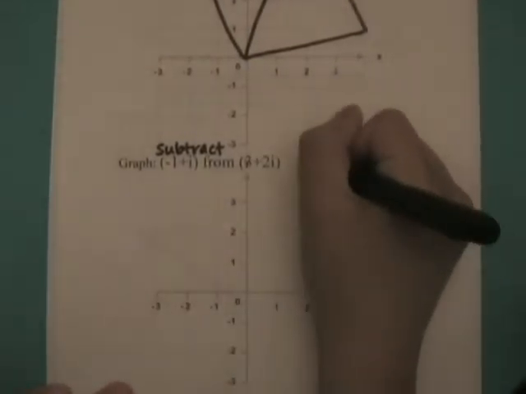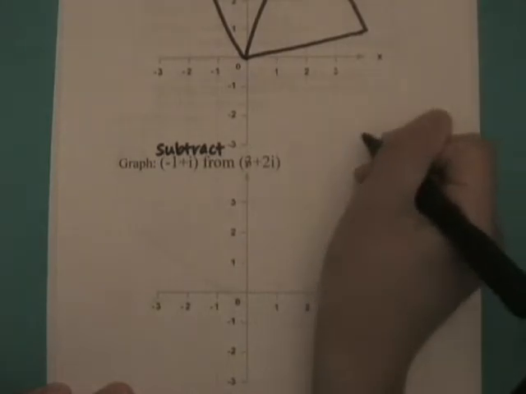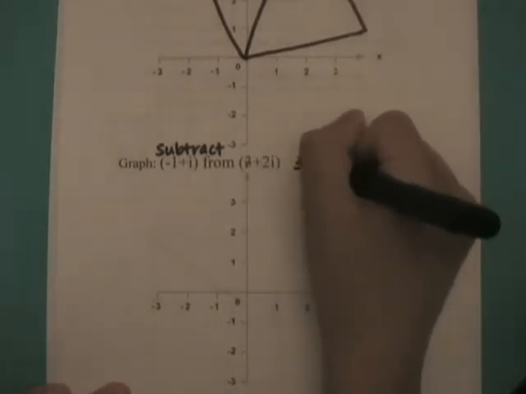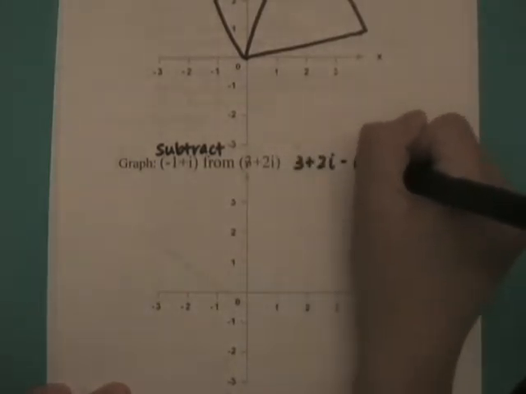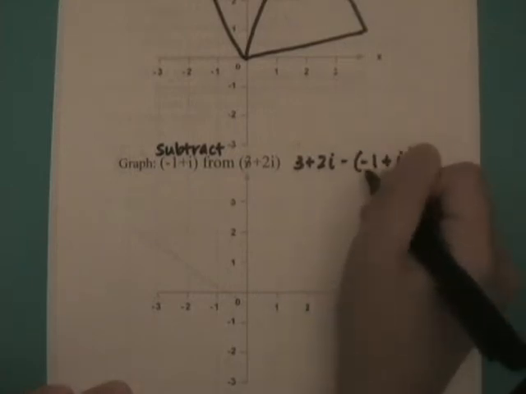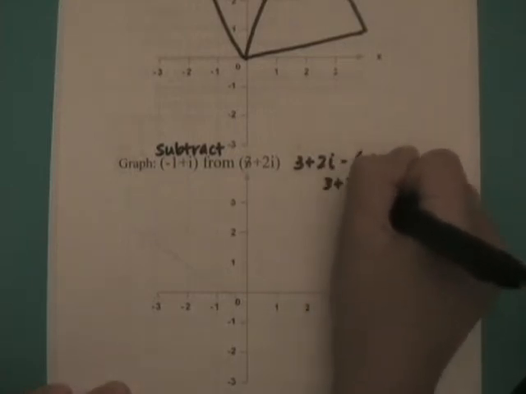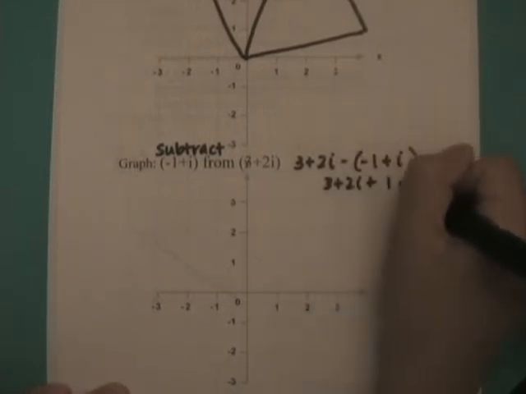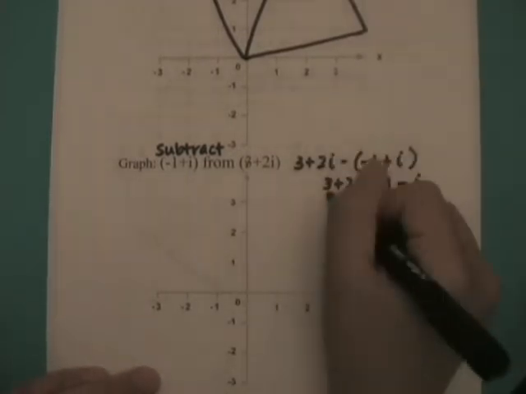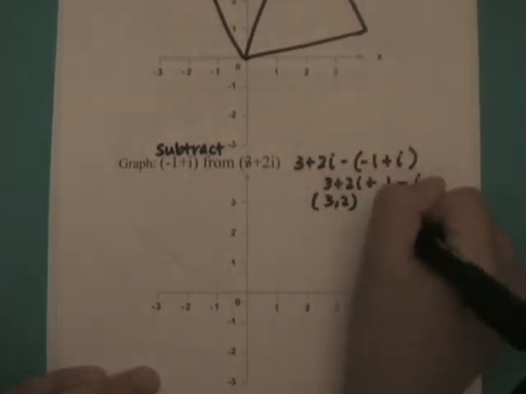It says subtract negative 1 plus i from 3 plus 2i, so it'll be 3 plus 2i minus (negative 1 plus i). So we'll distribute the negative sign, so that will just be 3 plus 2i plus 1 minus i. So we'll turn these into coordinates. So it's just (3, 2) and (1, negative 1).